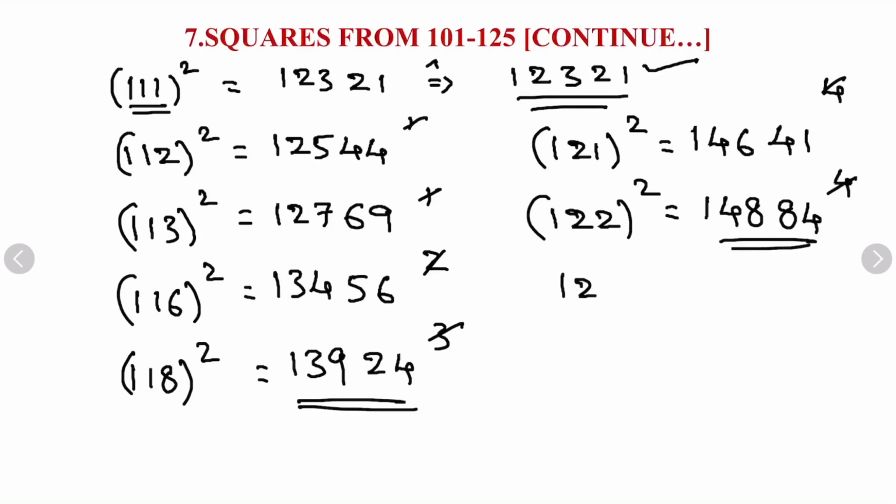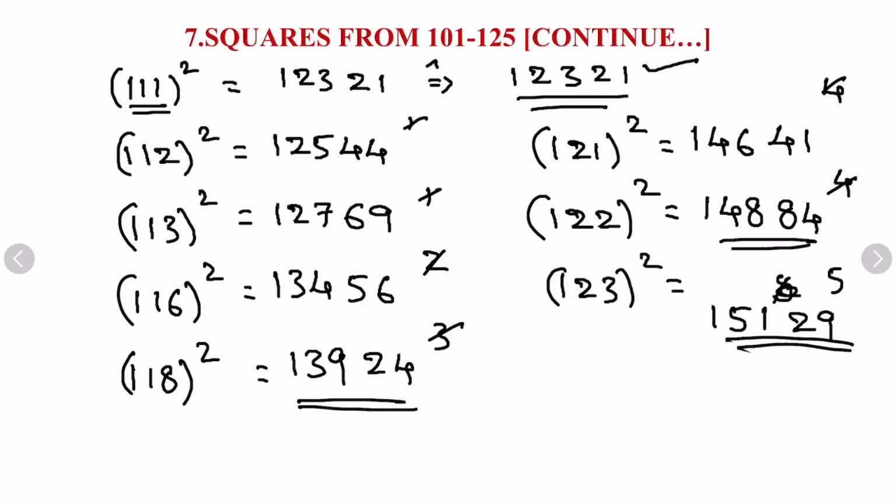If it is 123 whole square, how much more than 100? 23. 23 square, 529. So keep 29 and 5 carry forward. Next, 123 plus 23, 146, plus 5, 151. If it is 124 whole square, 24 square, 576, keep 76, 5 carry forward. 124 plus 24, 148, plus 5, 153.